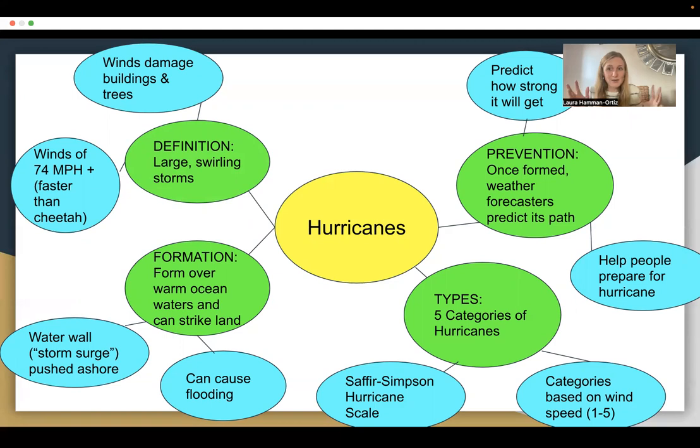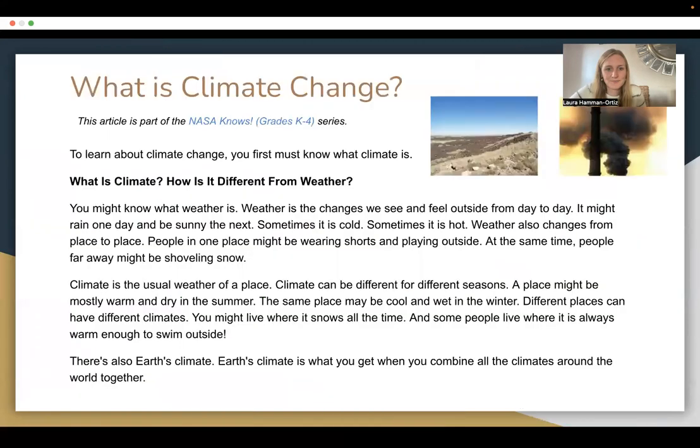Breaking up the text in this way makes it so much easier for multilingual learners, but even for all students, to comprehend what's in the text, take out those key ideas and see the text.